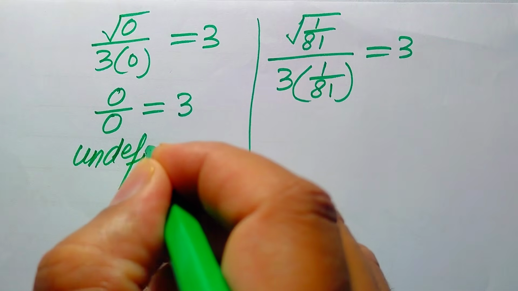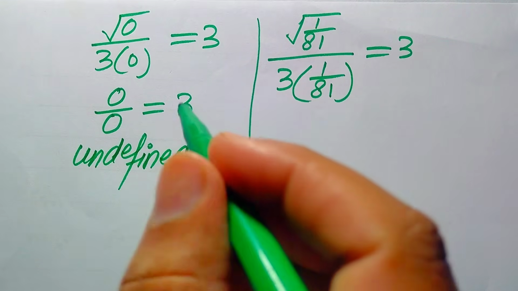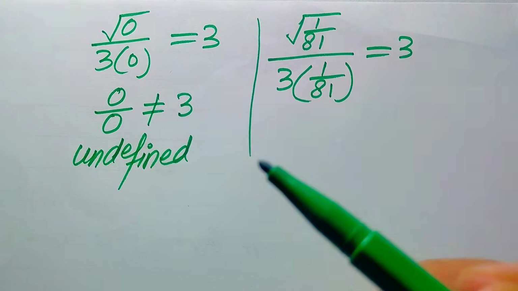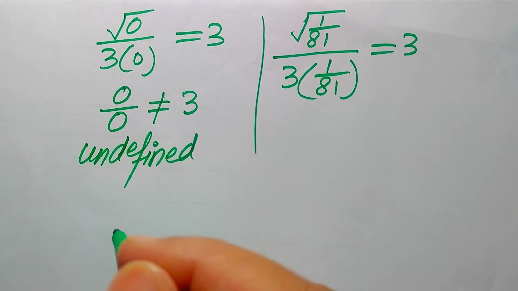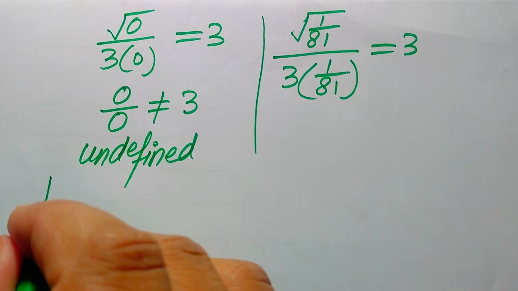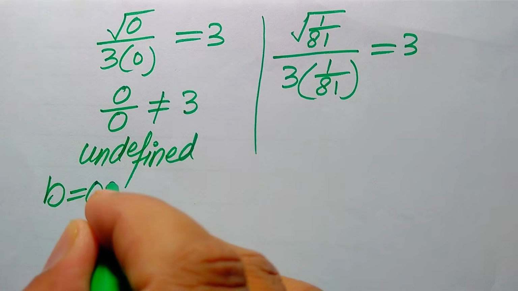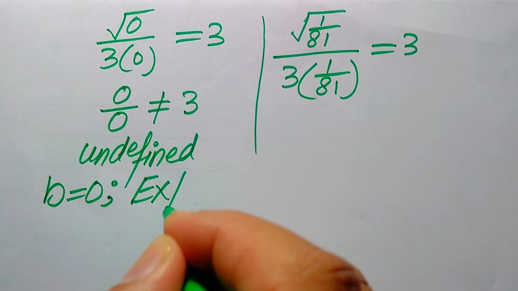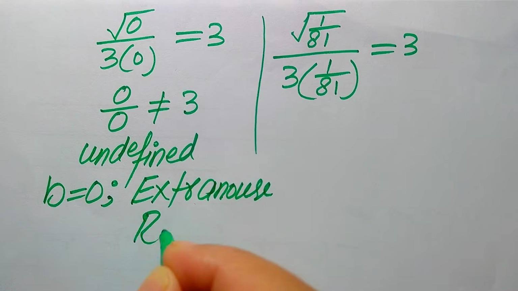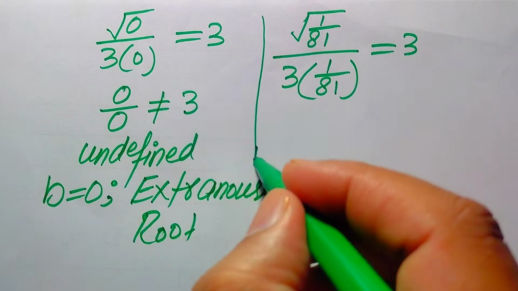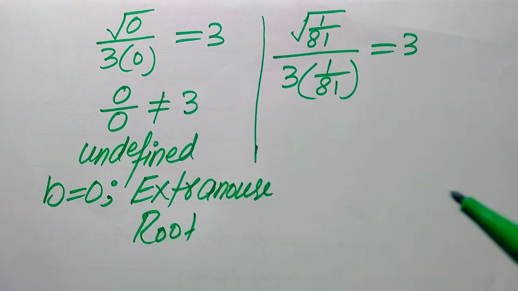So if our left hand side is undefined, this means that both sides are not equal, and if both sides are not equal, this concludes that the value b is equal to 0 does not satisfy our given question statement, and we call b is equal to 0 the extraneous root of the given equation. So this is the extraneous root because it does not satisfy the equation.